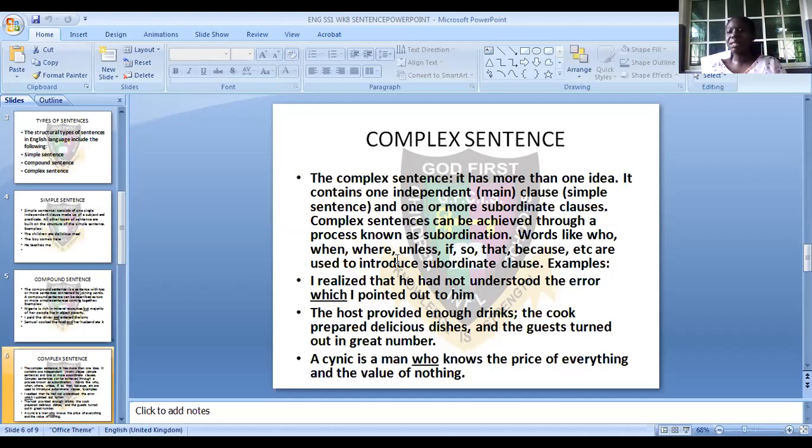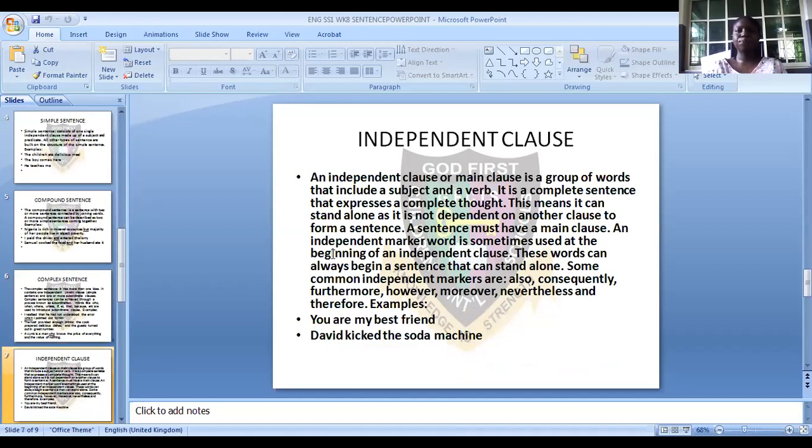Let's look at second example. You know, we said it usually has more than one idea. This second example illustrates that. The host provided enough drinks. That's one idea. The cook prepared delicious dishes, another idea. And the guests turned out in great number, which is also another idea. So all of this mixed together gives us our complex sentences. So you see more examples in your notes.